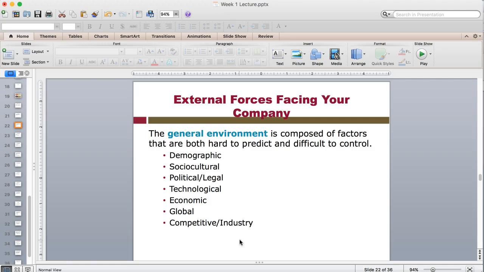Put into your search engine demographic trends in 2019, or sociocultural trends in 2019, or technological trends in 2019. You'll have lists and lists of things that potentially could affect your company. Your job is to go through those lists, and out of all 7 of these areas pick 4 or 5 things that are the primary external forces that could dramatically affect your company for good or for bad in the next 5 to 10 years.